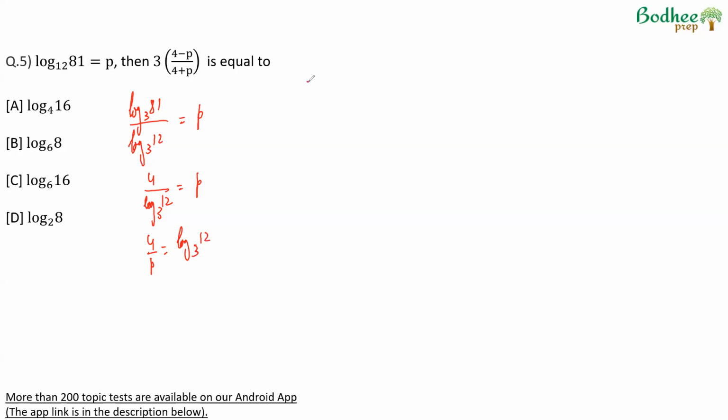And therefore, if you use componendo and dividendo, we can write 4 plus p upon 4 minus p is equal to log of 12 by 3 plus 1 upon log of 12 by 3 minus 1. And therefore, if we take the reciprocal, 4 minus p upon 4 plus p will be log of 12 to the base 3 minus 1 upon log of 12 to the base 3 plus 1.